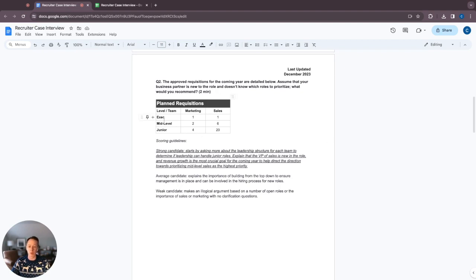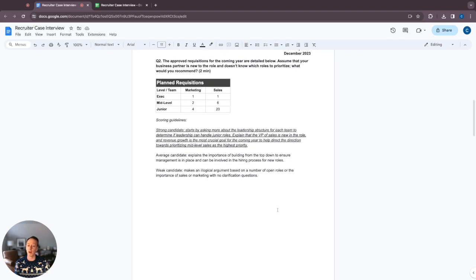And we have these planned requisitions. So we have a marketing and sales team. We have the number of open roles that we have got approved for the coming year. And this is what the recruiter will be handling. So we want them to think about, where do they start here? And now they can continue to ask questions.